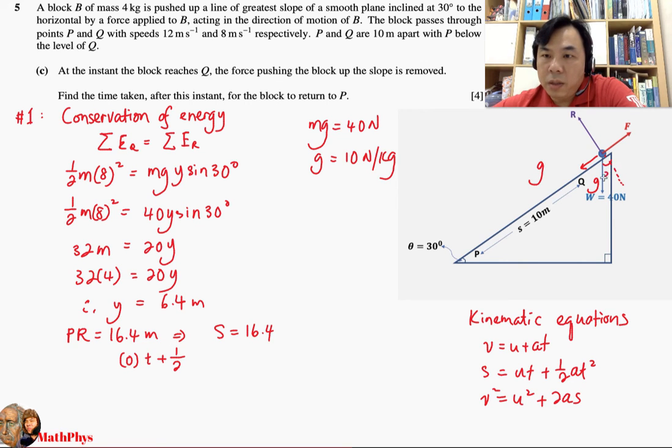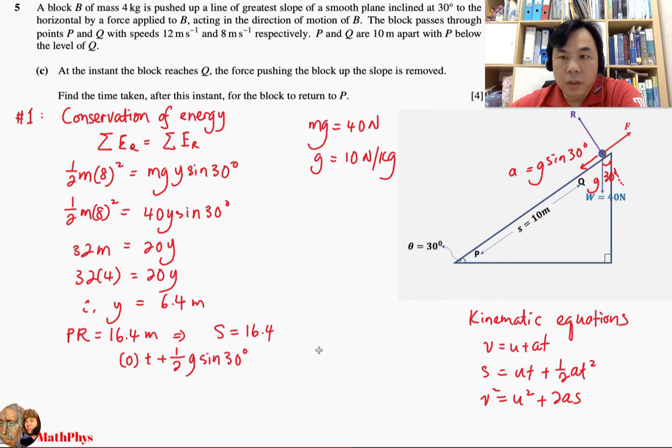This angle is 30 degrees, g sine 30. So your acceleration down the slope is g sine 30. And then would it always be g sine 30? Yes. If it's going down, it's g sine 30. If it's going up, it's a negative g sine 30. So here I'll write down g sine 30. Okay, that will be our acceleration.